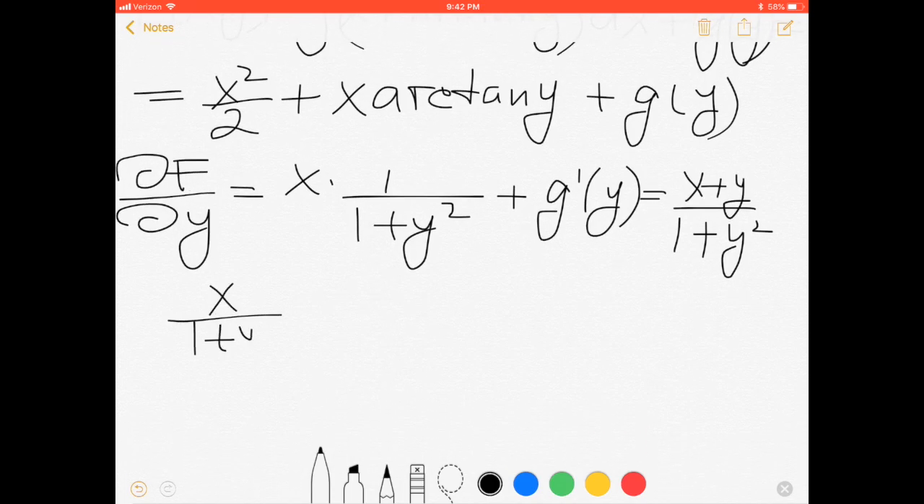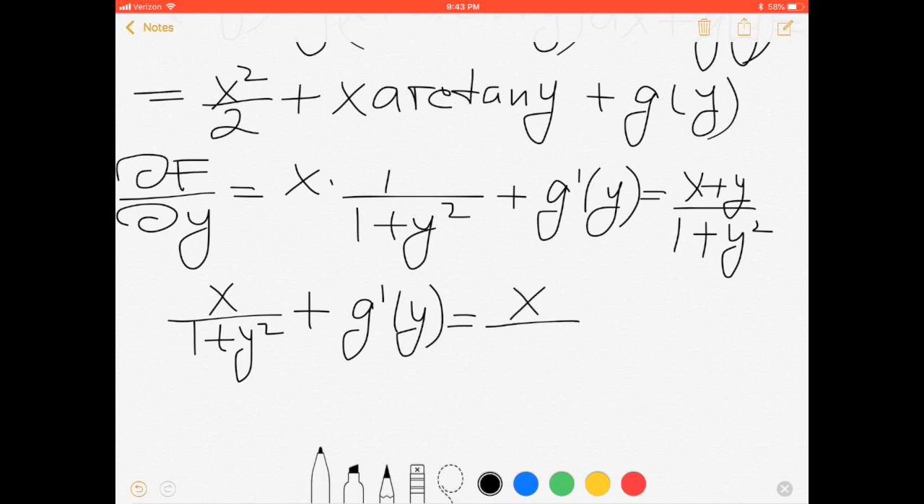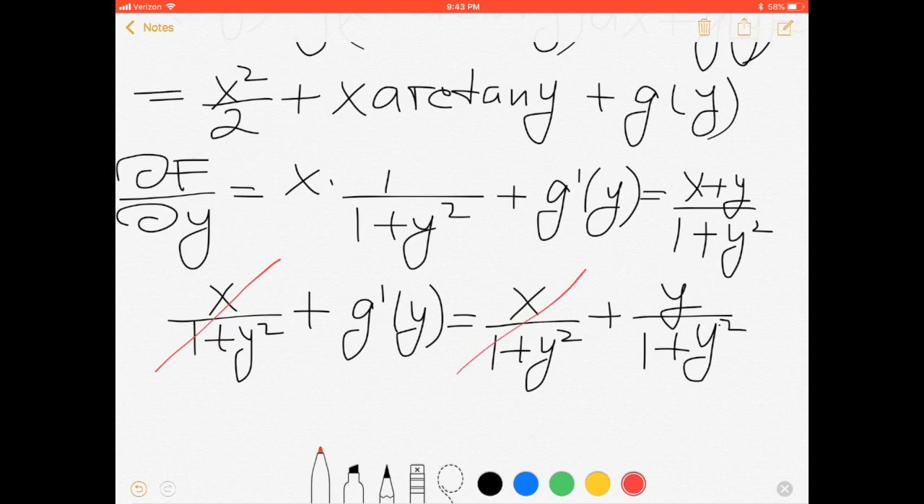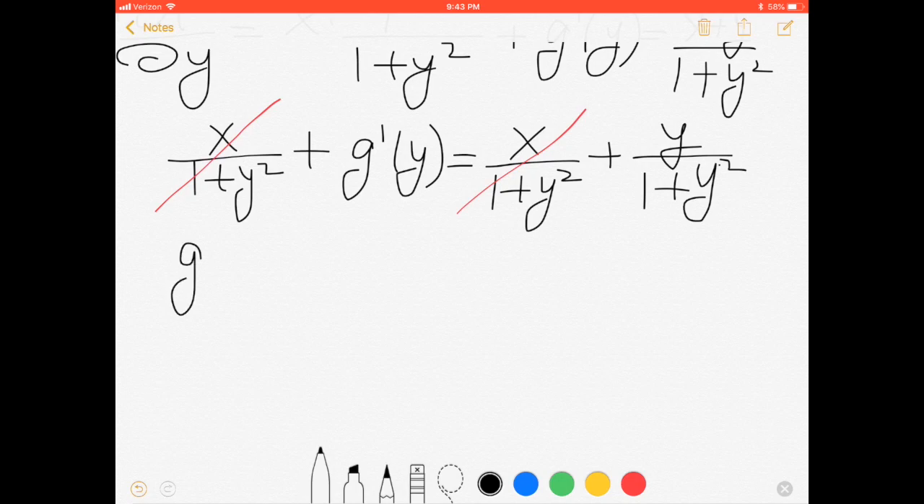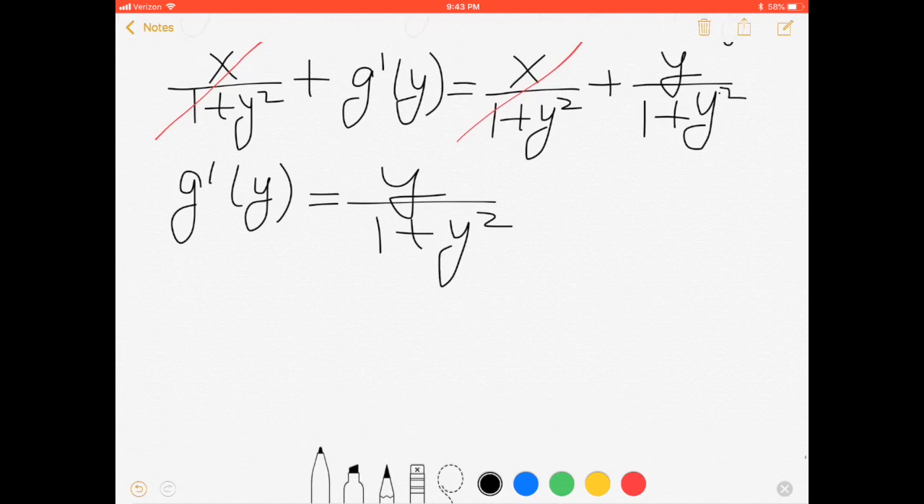Okay. x over 1 plus y squared plus g prime of y. Here I separate into two fractions. The first fraction is x over 1 plus y squared, and the second fraction is y over 1 plus y squared. Okay, this part is equal. This means I can cancel it, and we have g prime of y equals y over 1 plus y squared.